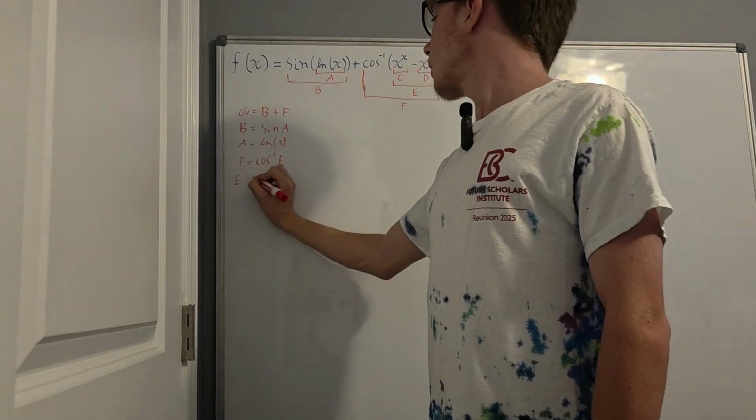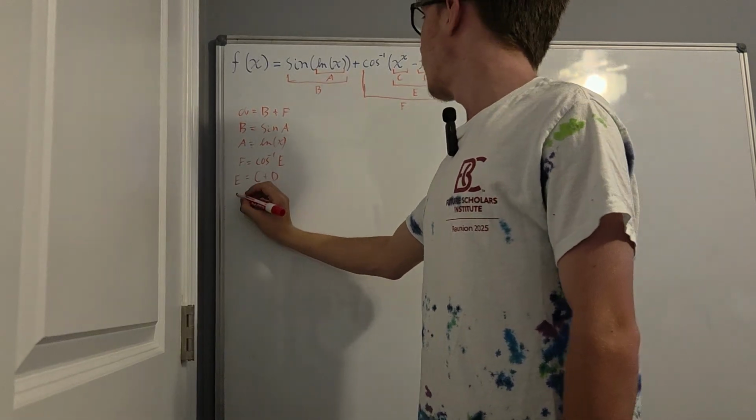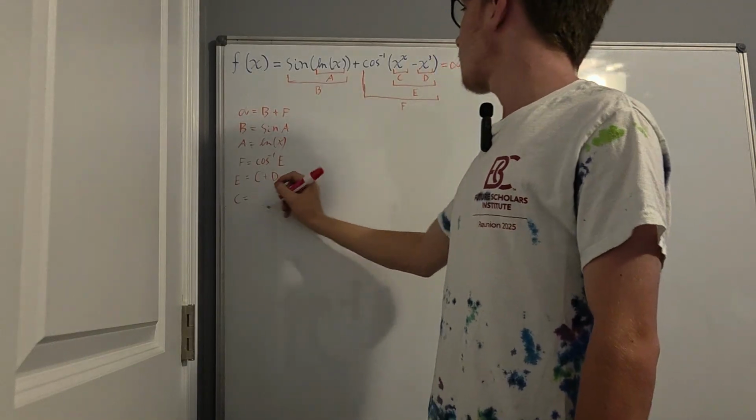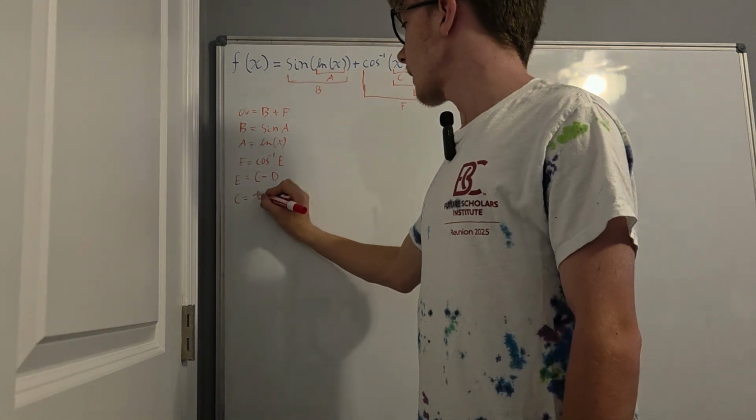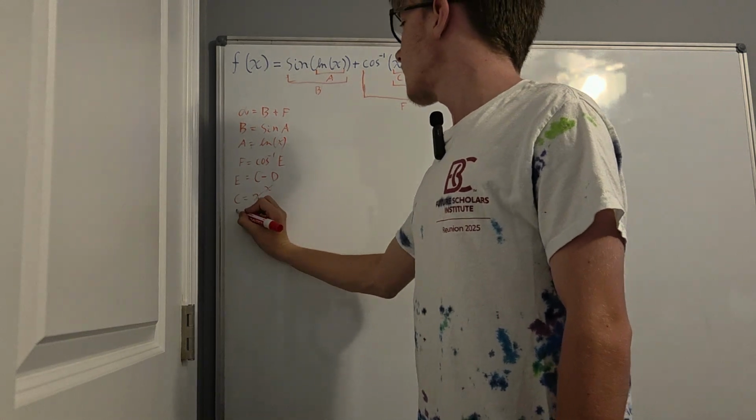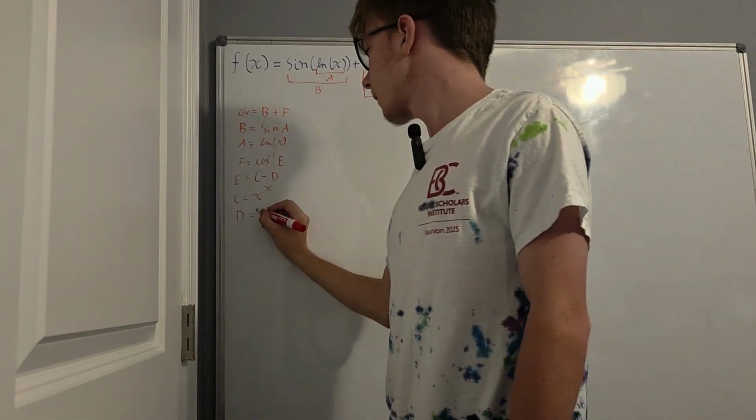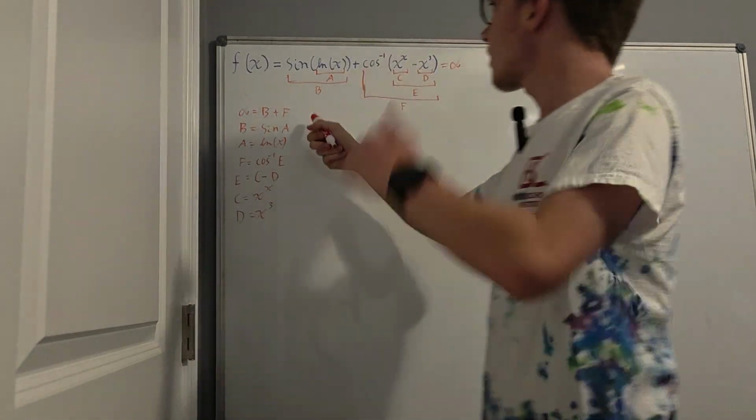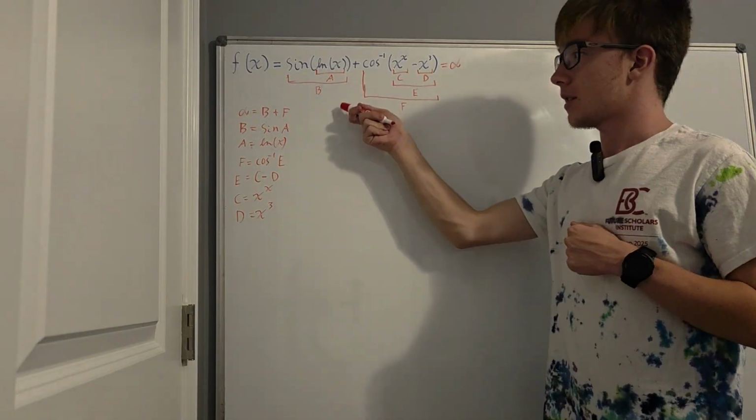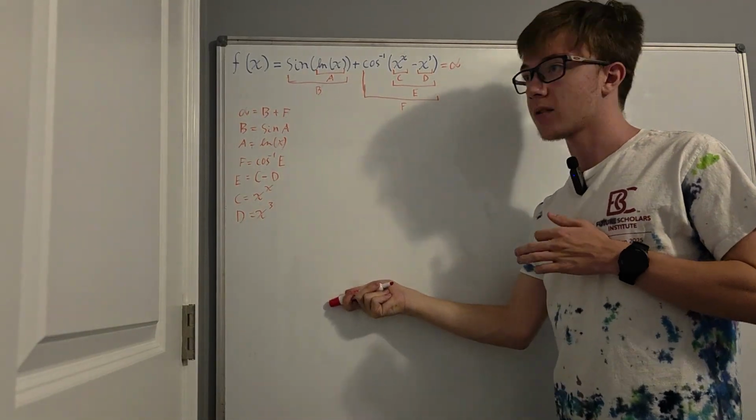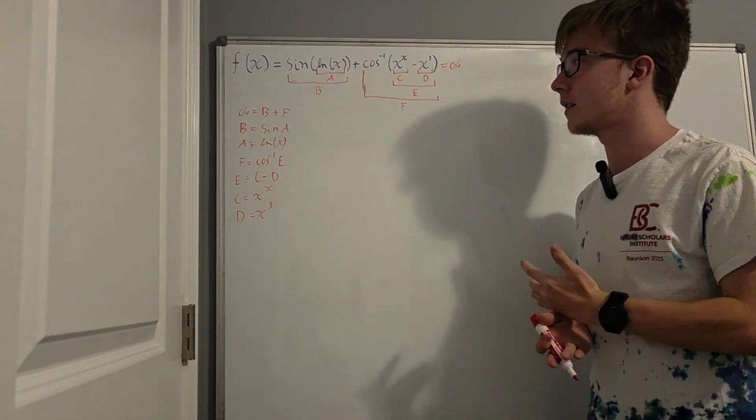E is equal to c minus d. C is equal to x to the x. And d is equal to x to the third. All right, so now I have everything set up here. And what I'm going to do is I'm going to take the derivative of each of these on their own, and I'm going to just substitute things in.